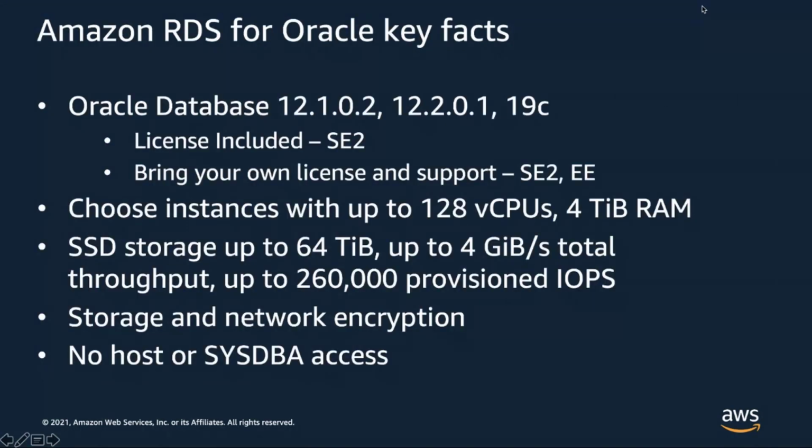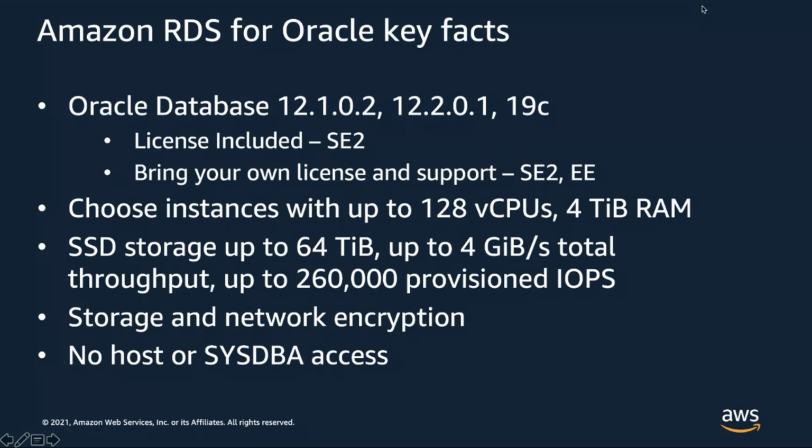When we look specifically at Amazon RDS for Oracle, we support Oracle Database versions 12.1.0.2, 12.2.0.1, and 19c. We do support the versions of Oracle Database for which Oracle is currently providing critical patches and updates. So when Oracle stops supporting older versions, we do require customers to upgrade. For example, 18c was recently deprecated, as was 11.2.0.4 last year. Oracle customers have two license models to choose from. You can use the license included model, where you can run Standard Edition 2 workloads, where the license is simply included in the rental price of the instance.